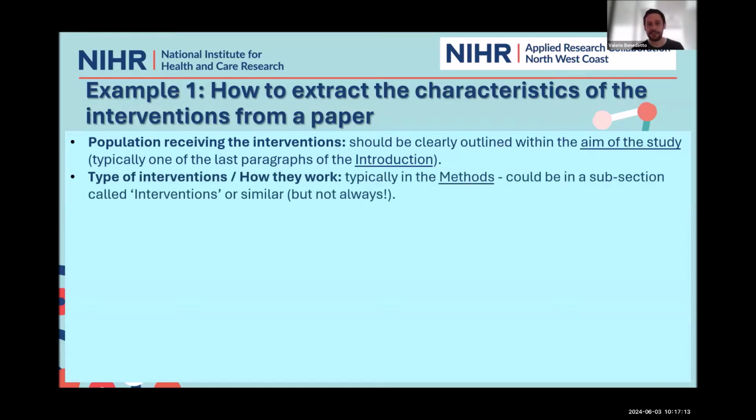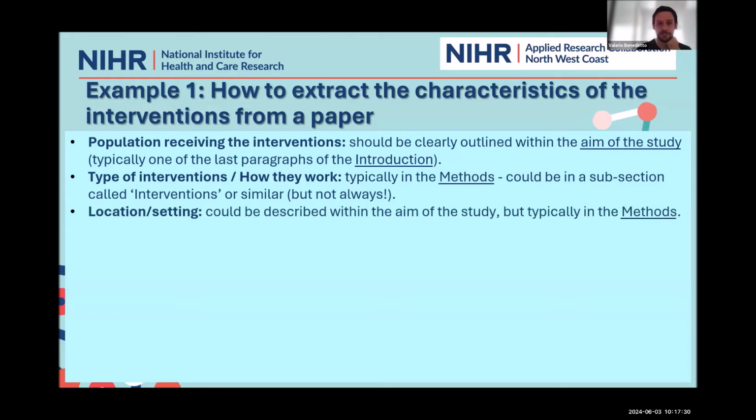In terms of the type of interventions and how they work, again, this is something that you can find in the methodological section of a paper. There could be a section called interventions or comparators, something similar, but not always. That again depends on the specific requirements of the journals. And again, information about location and setting could be described within the aim of the study, but you can typically find that also in the methods.